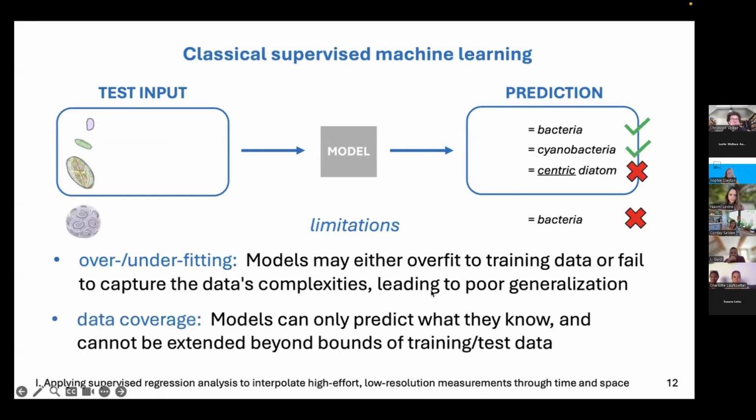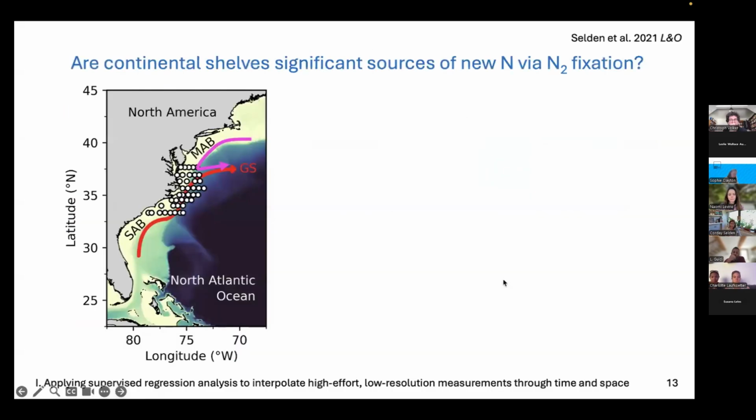These issues of fit can mean that your data coverage is typically the single most important factor in determining how broadly you can apply your model. Attempting to apply a model outside of the boundaries of the training and the test data can lead to significant errors. So I'm going to show you an example of this type of classical machine learning model.